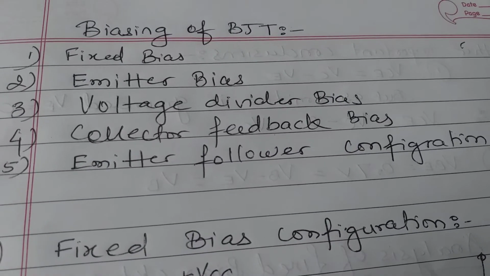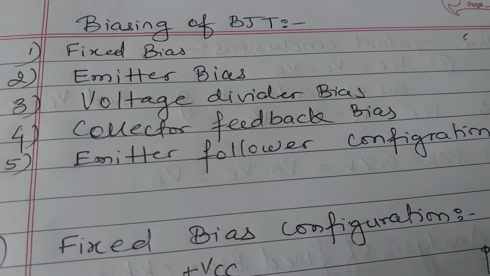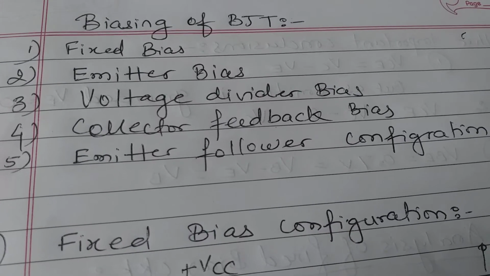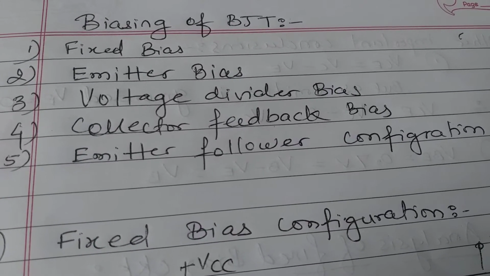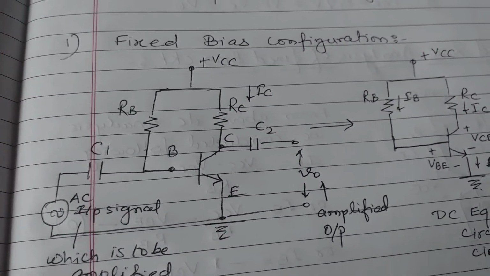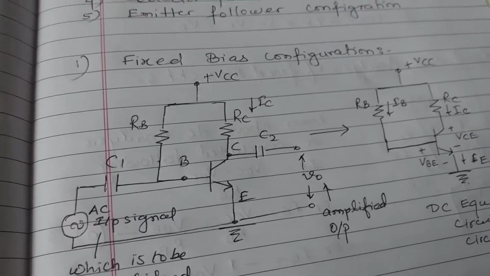These are the listed methods: fixed bias, emitter bias, voltage divider bias, collector feedback bias, and emitter follower configuration. All these 5 methods we are going to discuss one by one. The very first method is fixed bias configuration. This is the simplest method. You can see the configuration, the circuit diagram.